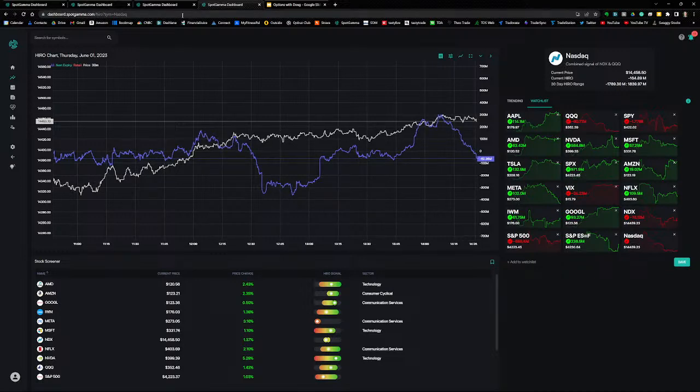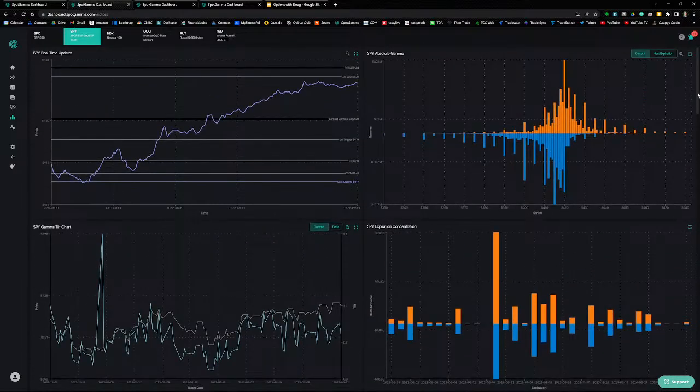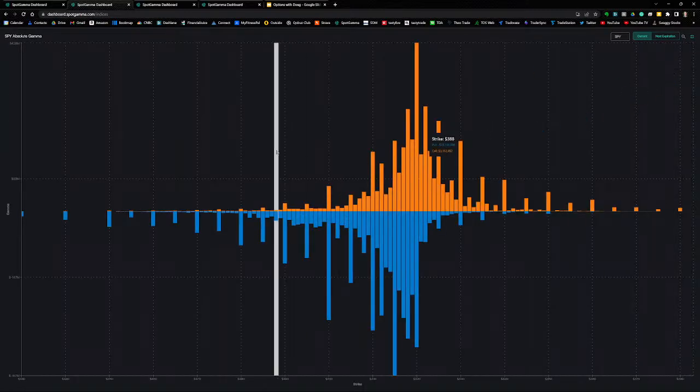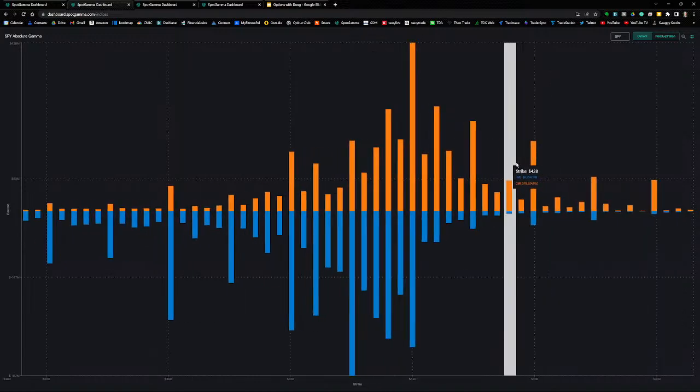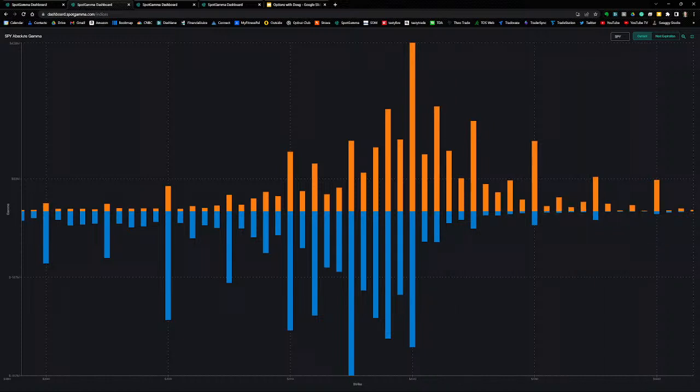Let's just take a look at the SPY absolute gamma levels. I'm going to zoom in on this. So here is the SPY 422 call wall. What I would look for, for a continued move higher, is to build call positions above that level. So I would look for a build in calls above that level, and specifically for the call wall to move higher.